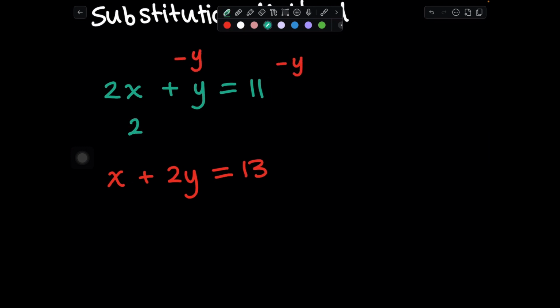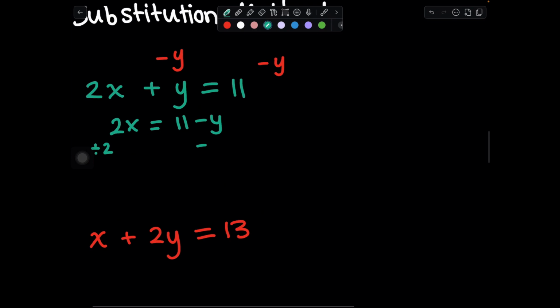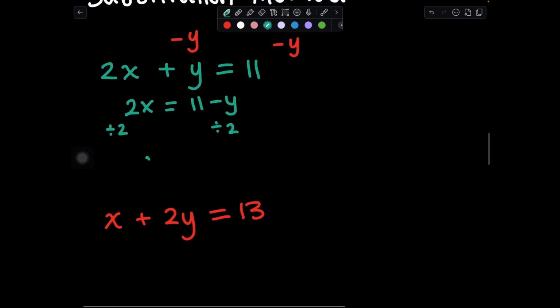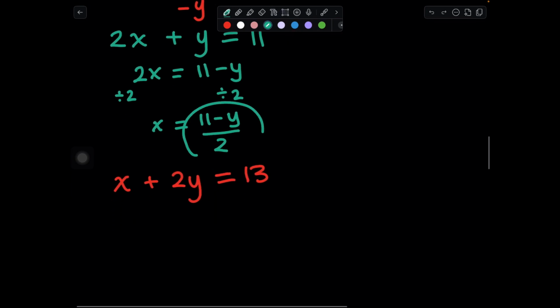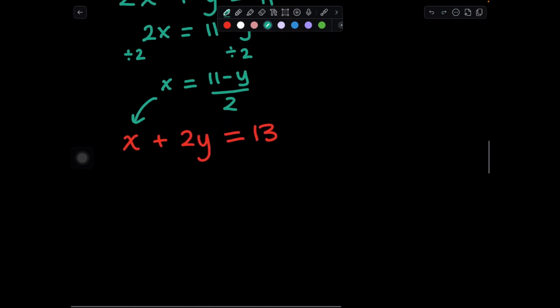So our next line is 2x is equal to 11 minus y. Then what we can do is divide both sides by 2 to get the x by itself. So we divide both sides by 2. And that leaves us with x is equal to 11 minus y, all divided by 2, because remember, you're dividing both sides by 2, so this entire section here has to get divided by 2. Now that we have what x is, you can substitute it into here and work out what y is. And that's why this is called the substitution method.